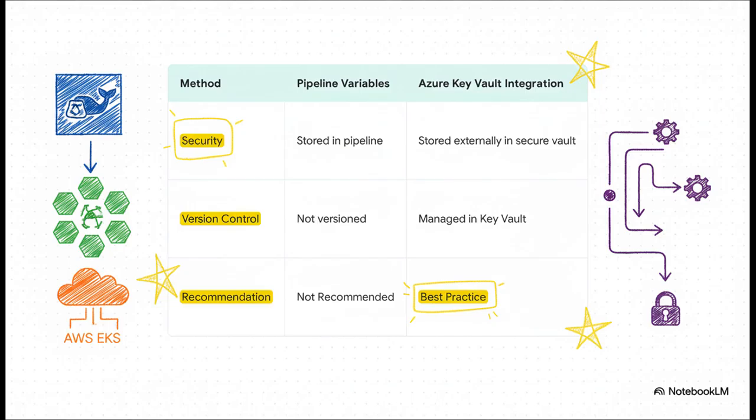This slide shows the critical difference between the easy way and the right way. I mean, you could just store secrets as pipeline variables in Azure DevOps, but they aren't version controlled, and anyone with access can change them. The best practice, and this is the answer you want to give, is to integrate with a dedicated secrets manager, something like Azure Key Vault. This keeps the secrets stored externally in a highly secure, audited, and version-controlled vault.